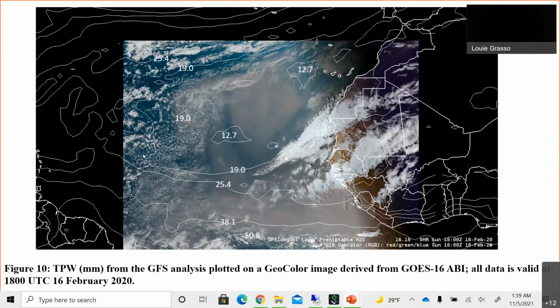All right, so now here we're just superimposing the total precipitable water on the geocolor at 18Z. And what we see here is in the northern dust region, the dust is associated with much lower values or a drier atmosphere. And in the southern dust region, we have a much moister atmosphere with higher TPWs.